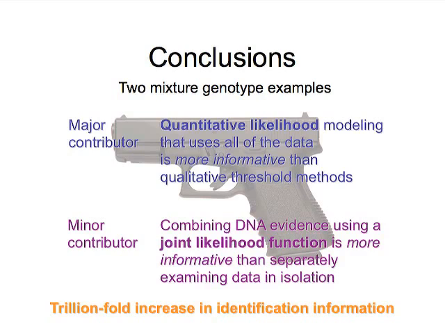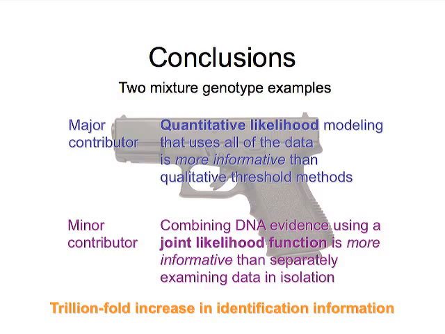You can ask later. So quantitative likelihood modeling is when you compare predicted patterns with peak height against the full continuous data that's present, and it's more informative than qualitative threshold-based methods. How much more so? Well, we saw we went from the reported 10 to the 4th to 10 to the 16th. So on the major contributor, it was a trillion times more informative.